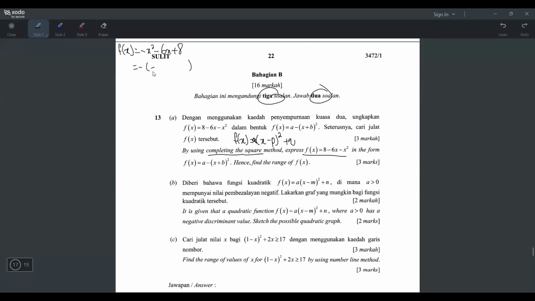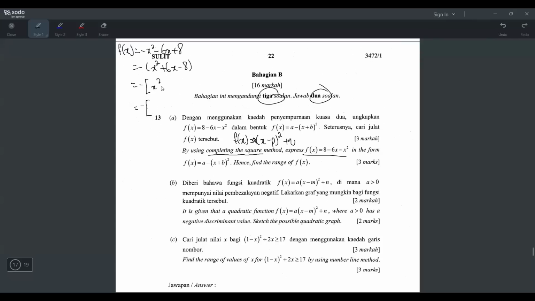So when you take out the negative, you are left with x squared plus 6x minus 8. Just change the sign. And then now you have to write negative, big bracket. Why you have to use the big bracket is because now you will do completing the square. When you do completing the square, you have to open a small bracket. So that's why you use the big bracket now.